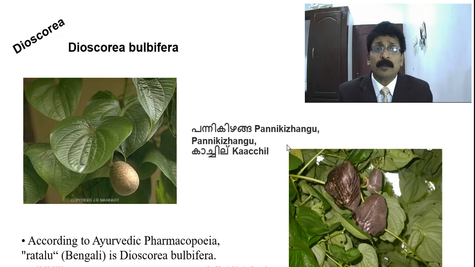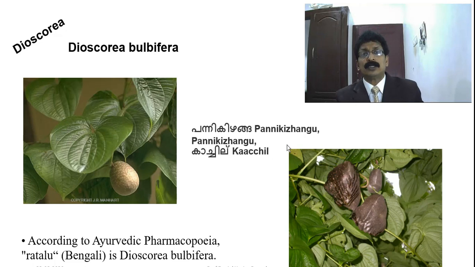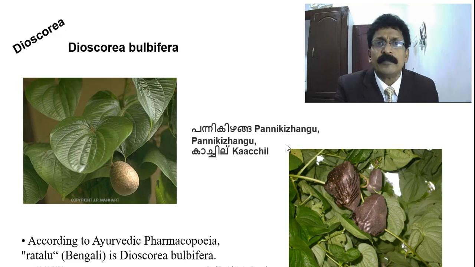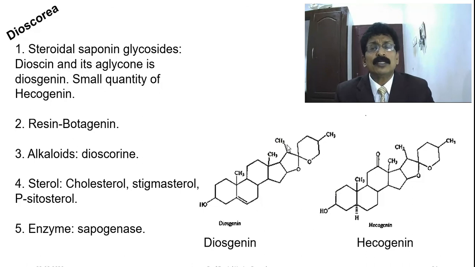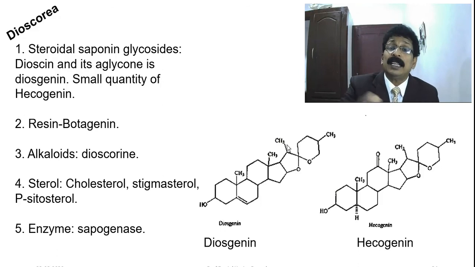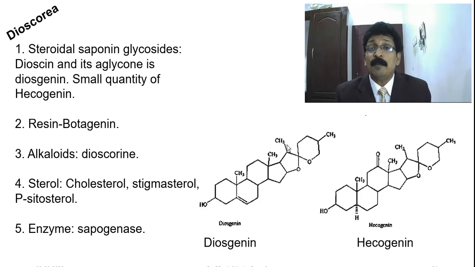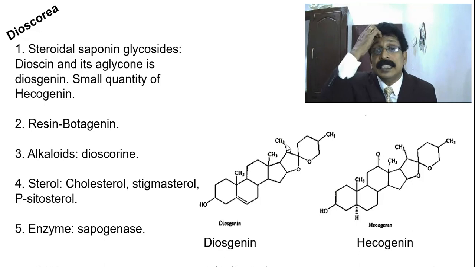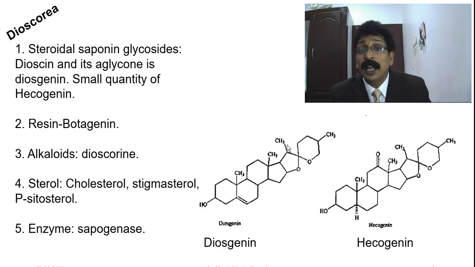According to Ayurvedic Pharmacopoeia, Ratalu is a Bengali word, and that is Dioscorea bulbifera, Dioscoreaceae. And you see Dioscorea constituents, especially diosgenin and hecogenin, which we have seen. There are 2 lactone rings, a 5-membered and a 6-membered ring, attached to the steroidal ring structure. You can see the 6-membered and 5-membered ring structures attached to the 6-membered ring structure. That is the structure you can see here, diosgenin and hecogenin.